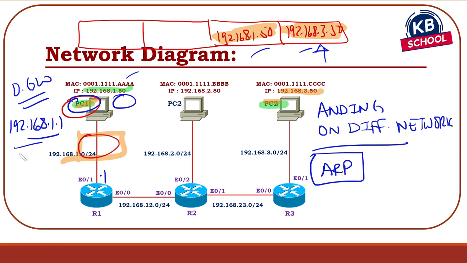But if I don't have the MAC address for this guy in my ARP cache, I'll figure out the MAC address for R1 by sending an ARP request on this local segment. R1 will respond back and say, hey, my MAC address is MAC R1.